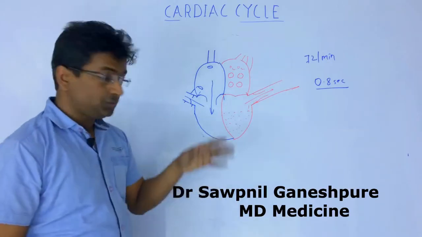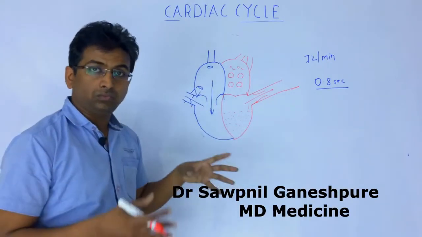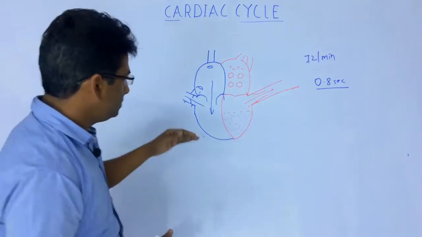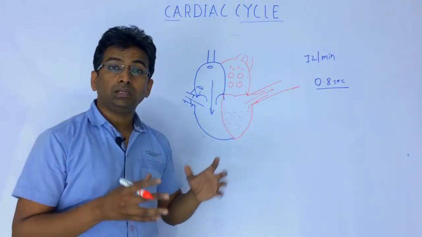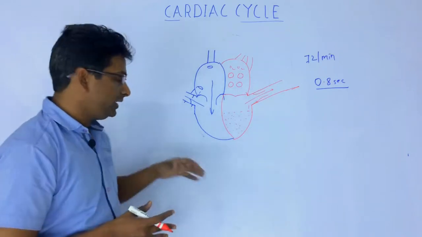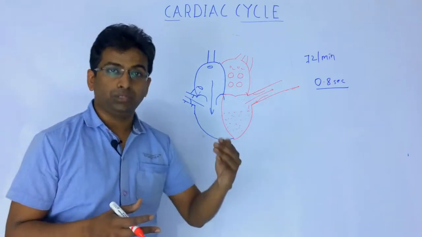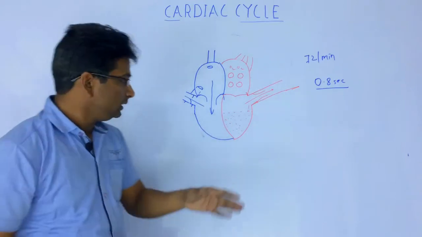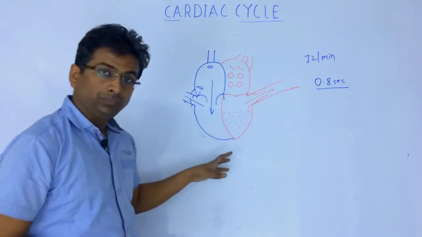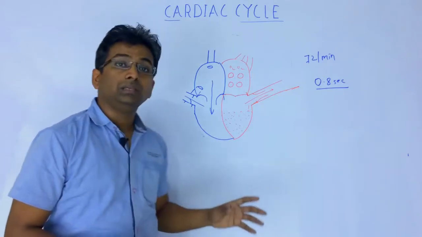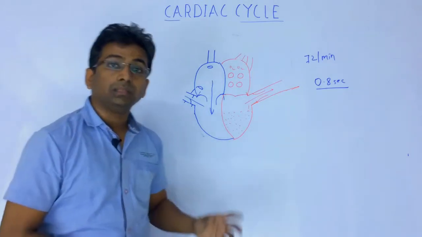Now the pressures, you should know the pressures inside these various chambers. So you just remember that the atria are at lower pressure, and the ventricles are at a higher pressure, they have high pressure inside them. And in the ventricles also, the left ventricle is at higher pressure than the right.